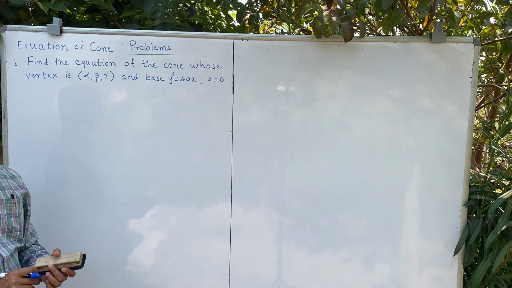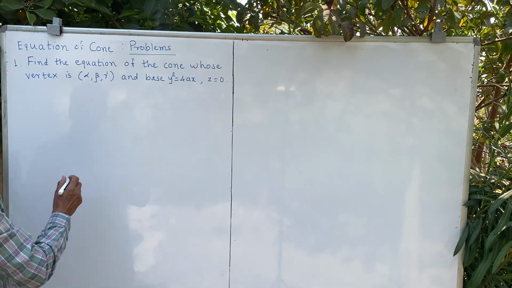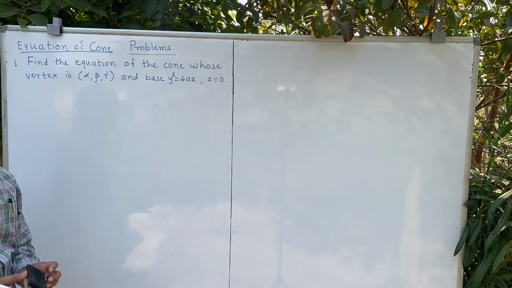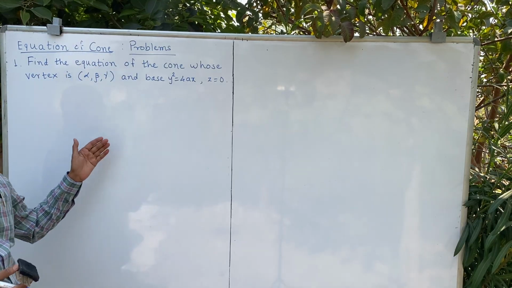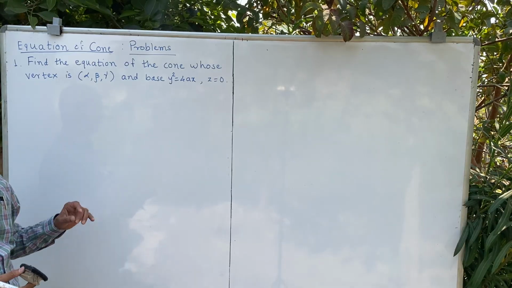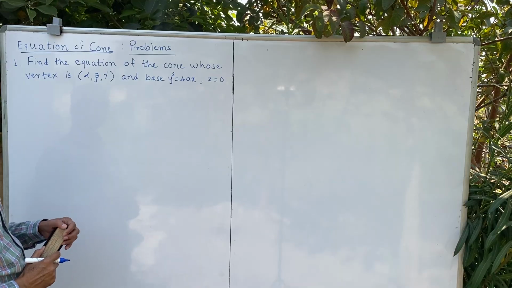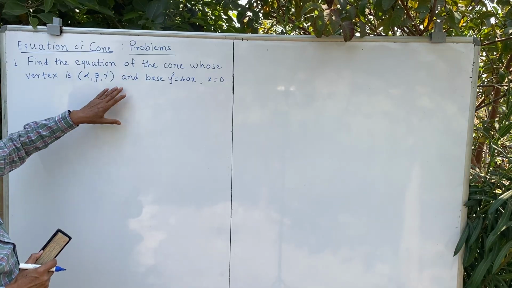We are studying the chapter of the cone. Last time we obtained the equation of a cone from a given vertex and a given guiding curve, and we studied how to find the equation of the cone in our last lecture. In this lecture we shall solve some problems to obtain the equation of a cone.